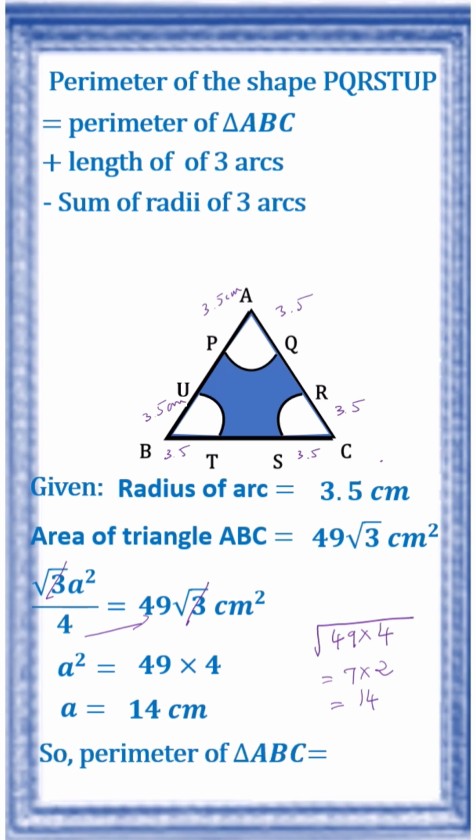Now the perimeter of triangle ABC. There are three sides, so 14 into 3 is equal to 42 centimeter. This one we have already calculated, that is 42 centimeter.